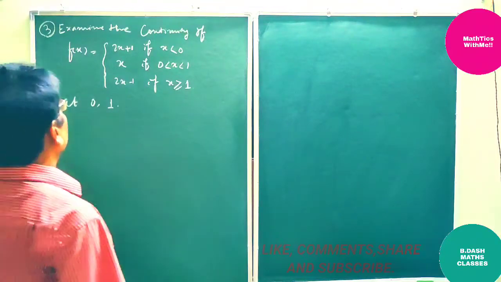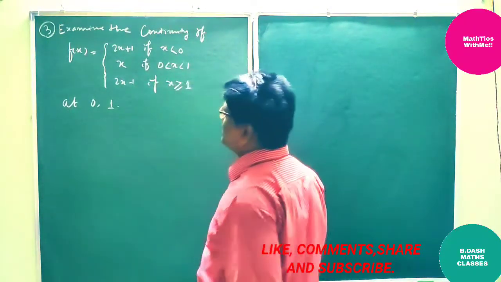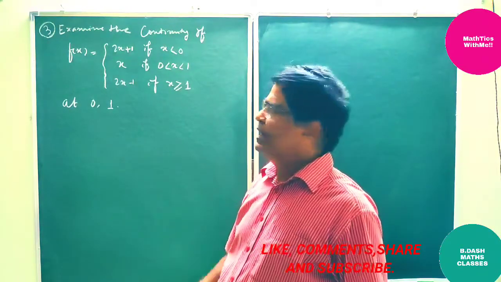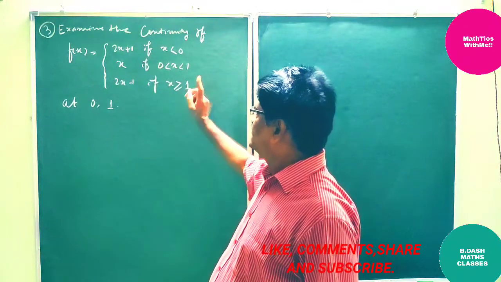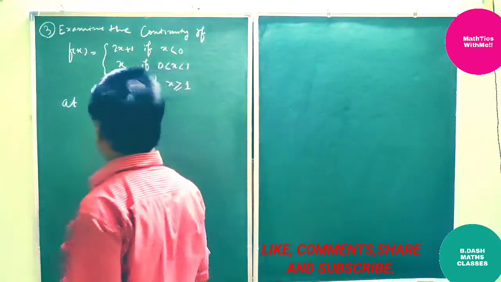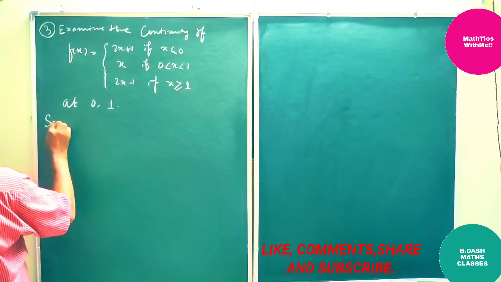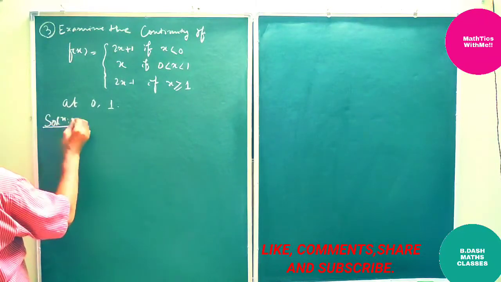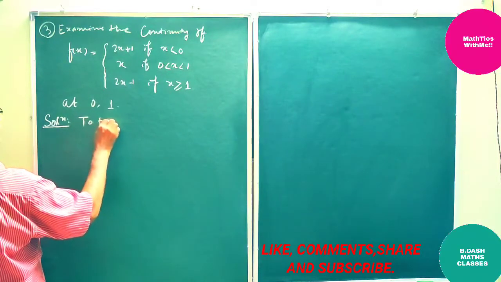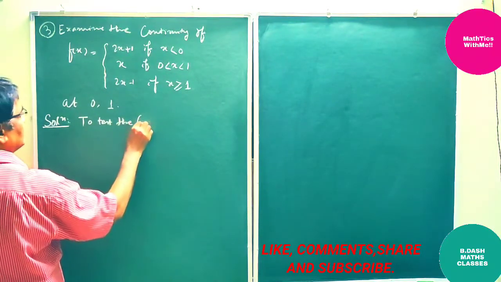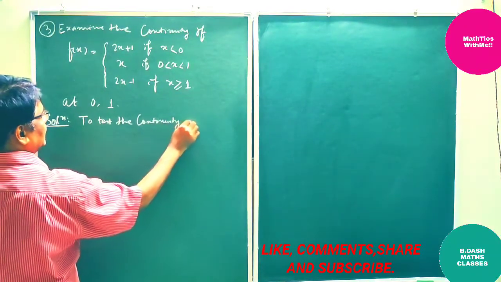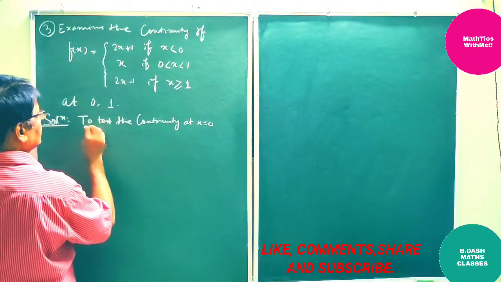Our third problem is: examine the continuity of f(x) = x + 1 if x < 0, f(x) = x if 0 < x < 1, and f(x) = 2x - 1 if x ≥ 1, at 0 and 1. Solution. First, to test the continuity at x = 0.